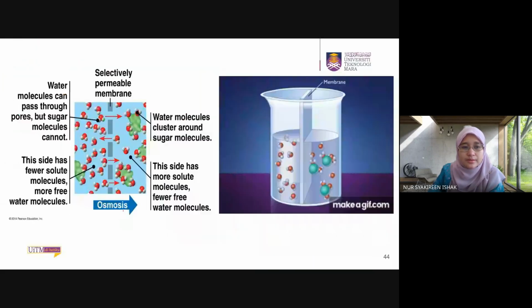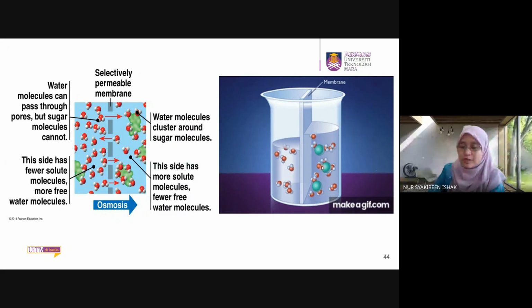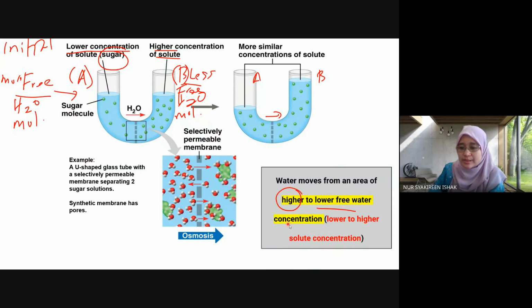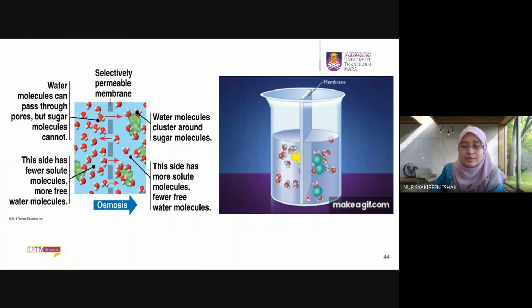Okay, so next one. It says here, water molecules can pass through pores, but sugar molecules cannot. So the semi-permeable membrane will only allow the movement of water molecules. As you can see from this animation, water will move from lower solute concentration to higher solute concentration. That is one way you can explain it. Or water moves from higher free water concentration to lower free water concentration, this statement here. So that is the process of osmosis.